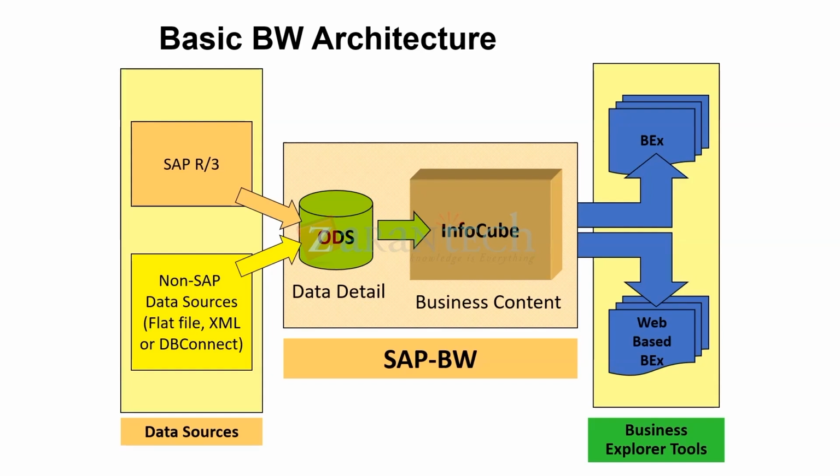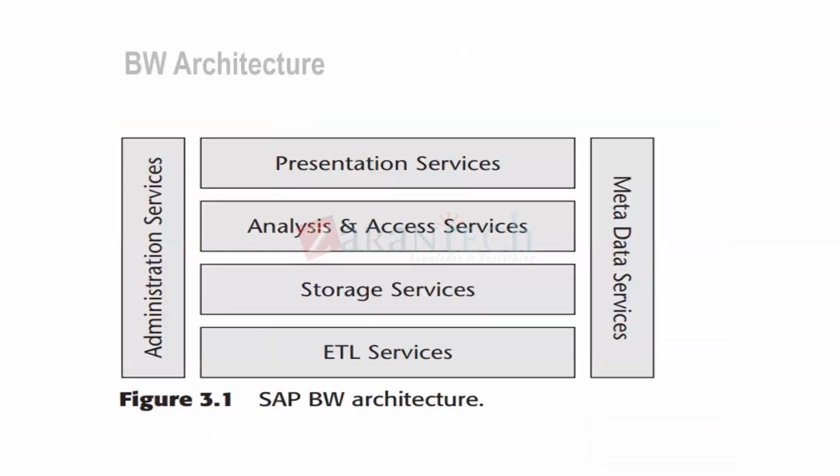But in S4HANA, this has changed. We will see what has changed. So these have been replaced with ADS. So there is only a single object. We don't have to have multiple objects in S4HANA. They have simplified it. We will see about the changes in the architecture when we learn about the S4HANA topic.